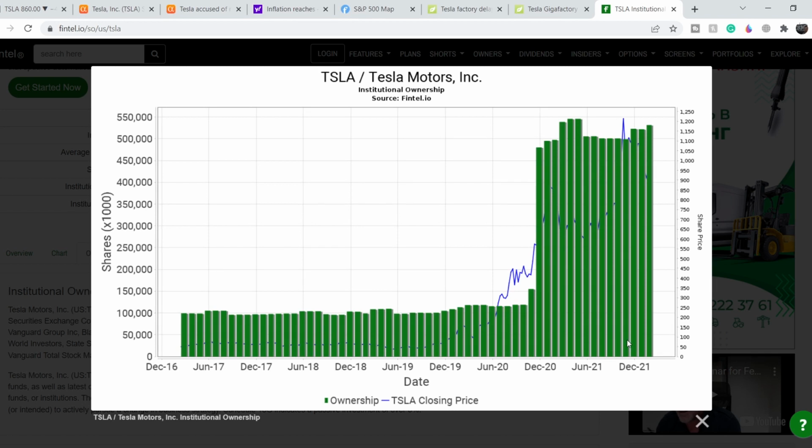And let me show you right here. This is the institutional ownership of this company, and as you can see, a lot of institutional owners have been buying the Tesla stock during the last 3 months, and in my opinion, it is a very good sign.